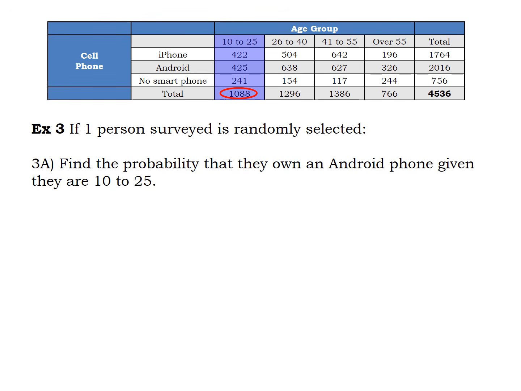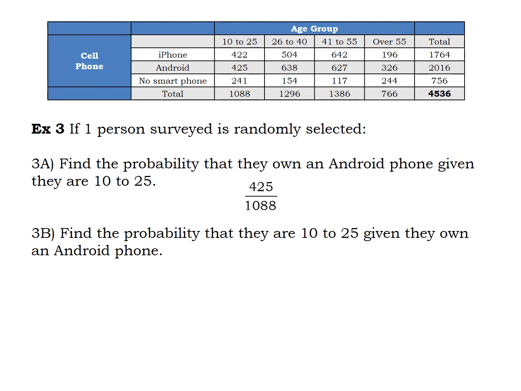Out of those, how many are going to give us what we want? Owning an Android. Well, in this age group, right? And again, we know we're in this age group, so we're limiting ourselves to this 10 to 25 age group. And then there are 425 to choose from. So our probability simply becomes 425 over 1,088.